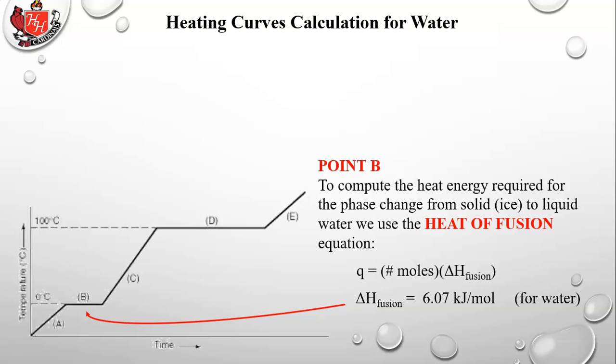And every substance has its own heat of fusion, just like it has its own specific heat. And for water, the heat of fusion is 6.07 kilojoules per mole. Again, that's only for water, but that's what we're interested in this example.